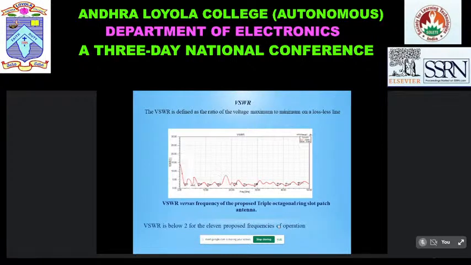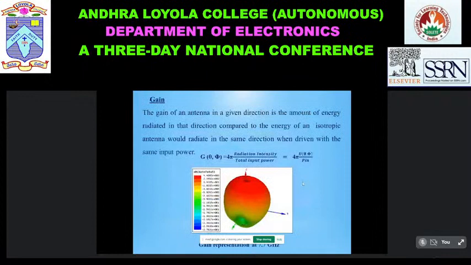VSWR, voltage standing wave ratio, is defined as the ratio of voltage maximum to voltage minimum on a lossless line. If VSWR is above 2, it means the antenna is not suitable for any application. If we observe this graph, for 11 frequencies these values are less than 2, which is very suitable for 6 band microwave frequency band applications. These are the gain patterns, radiation gain patterns.